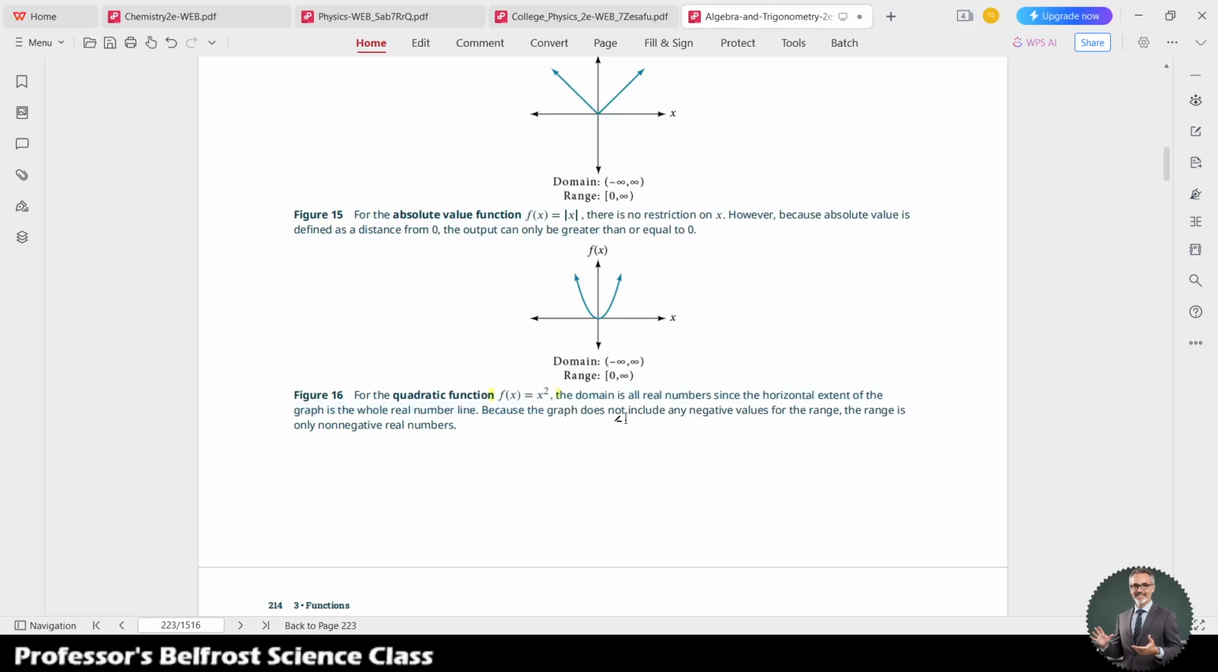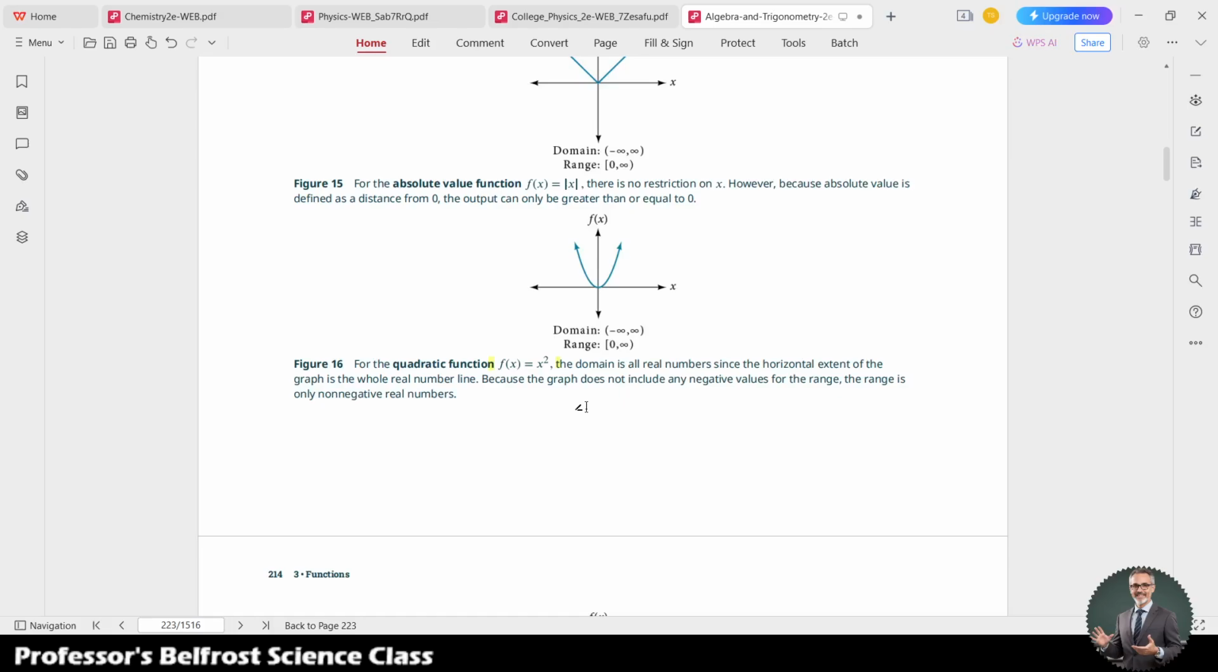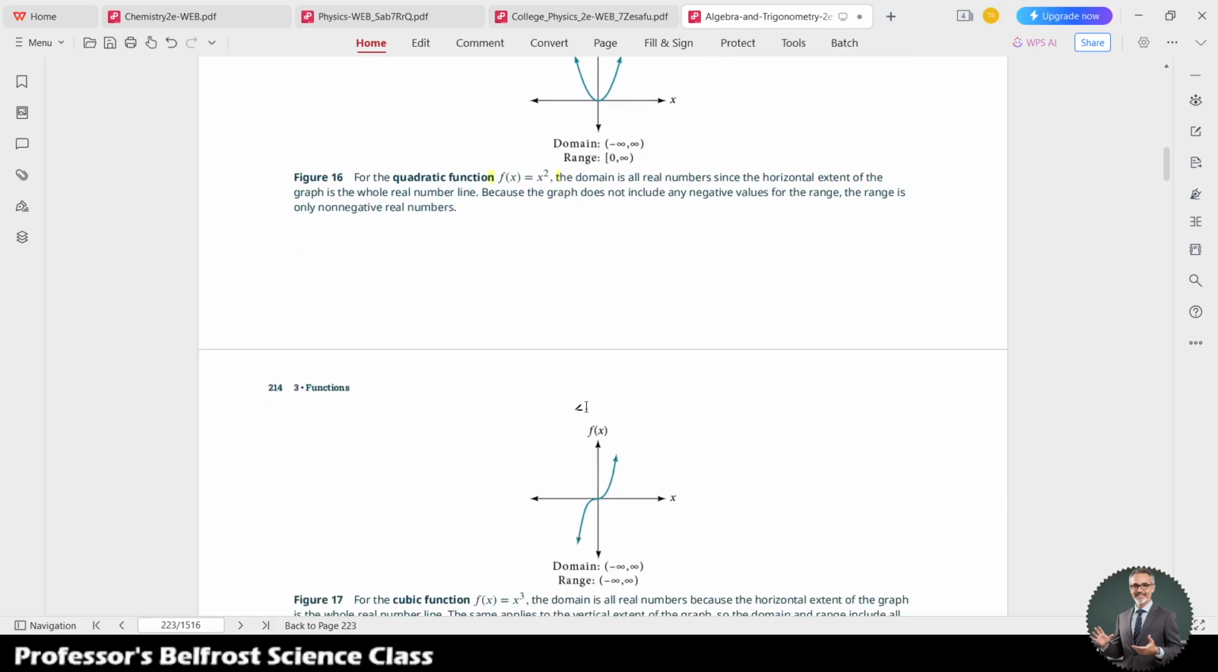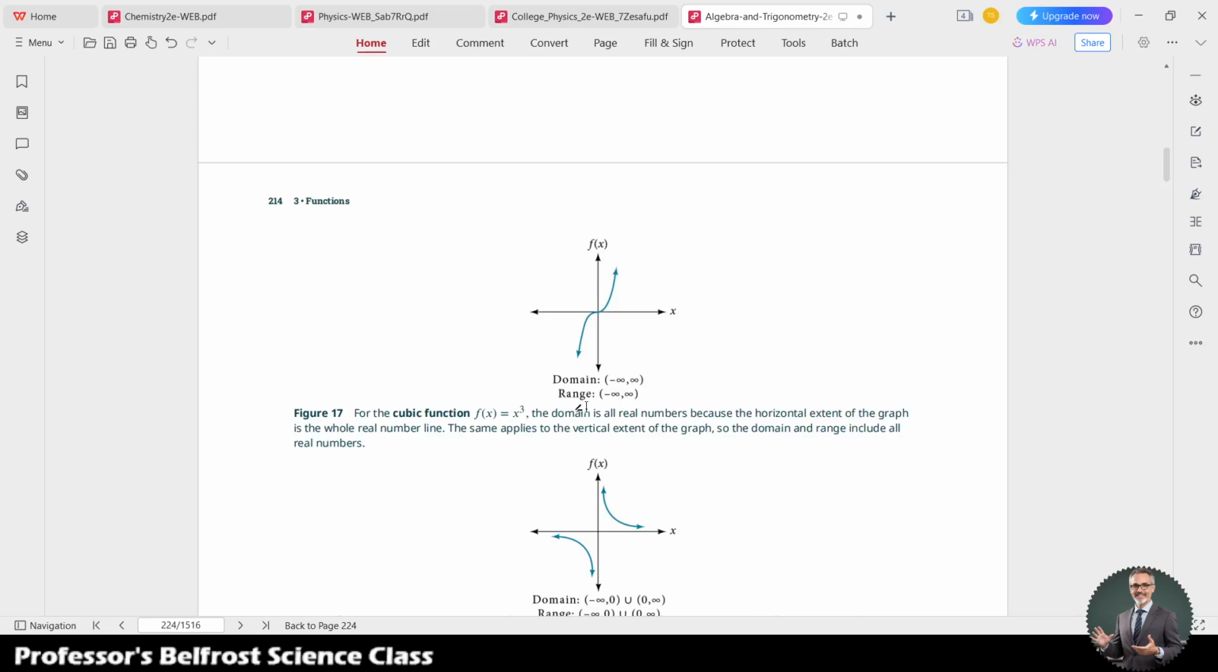If we are manipulating it, for example, f(x) equals x squared minus 2, it means that the range will start from minus 2 to infinity. This is just for the form that is shown, the toolkit form that is shown in this book.